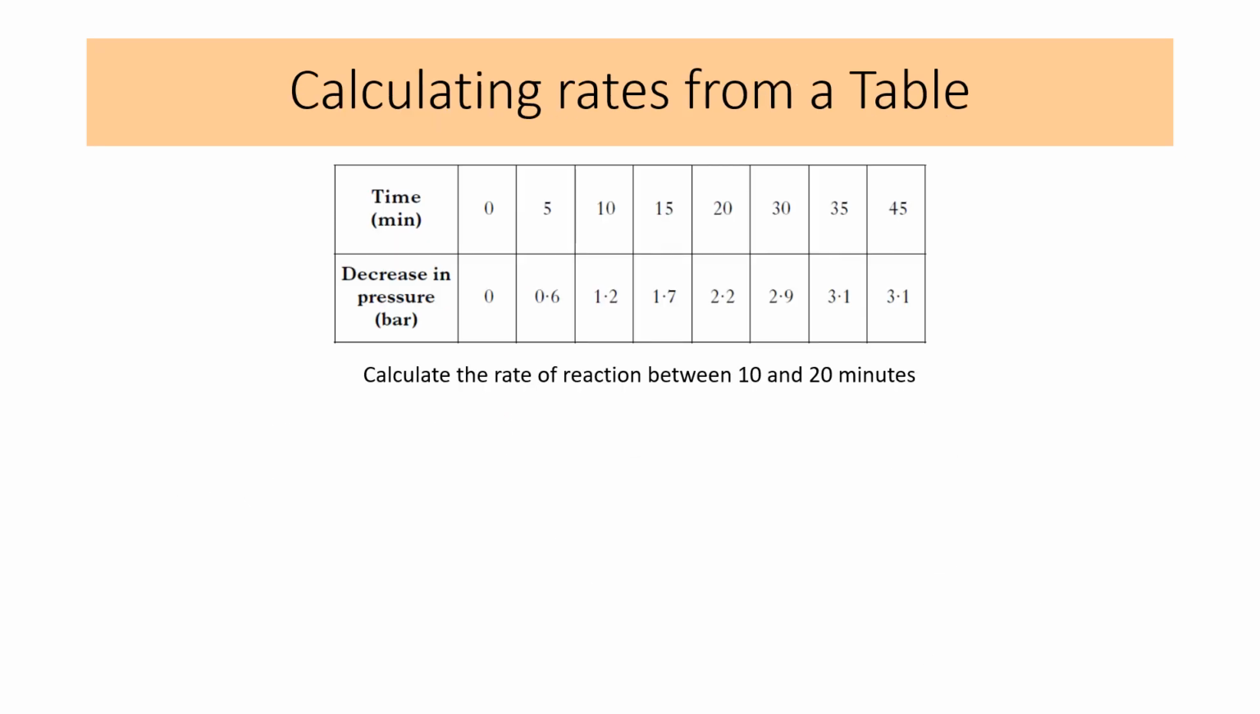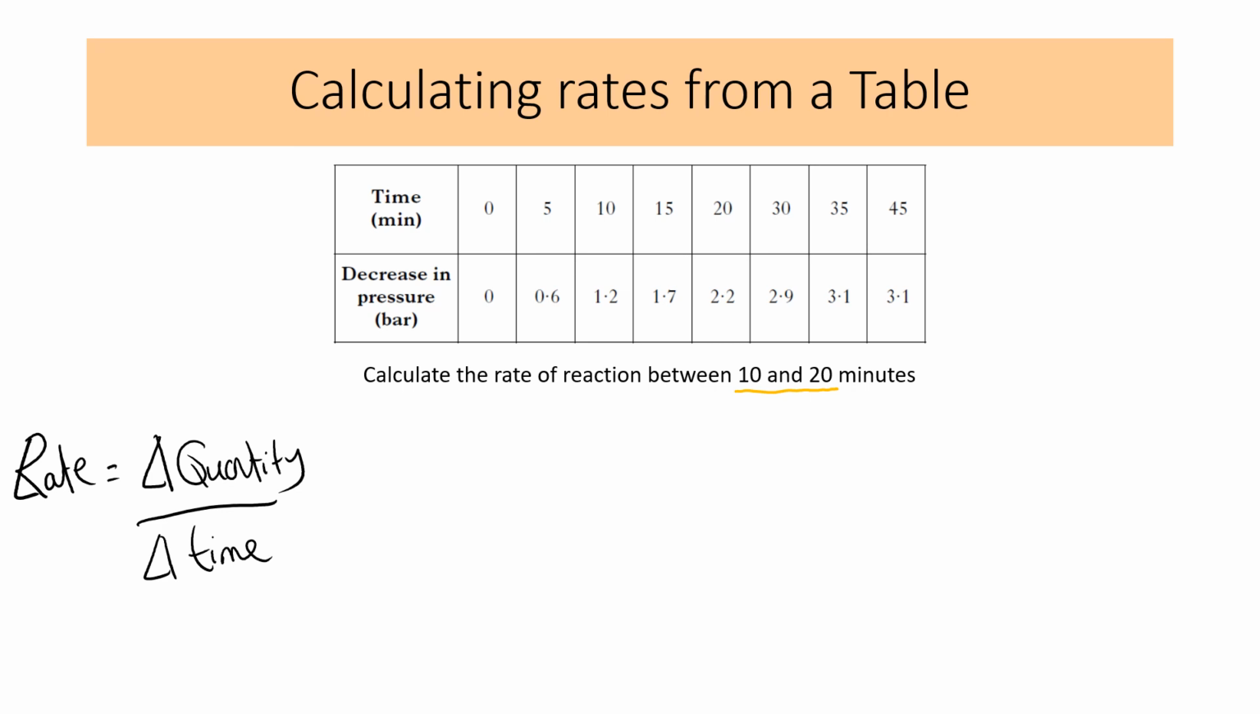Our second one is how to calculate rates from a table. When we're calculating rates from a table, you will always be given 2 times. So in this case, we've been asked to work out the rate of reaction between 10 and 20 minutes. Before I do anything, I am writing out my equation. Rate is change in quantity divided by change in time. Okay? Now, what I need to do is in the table work out which row is time and which row is quantity. Time is obviously the one called time, which means this other one here must be my quantity.